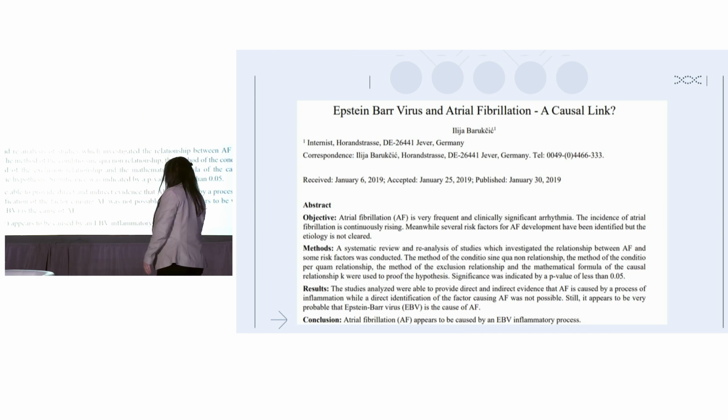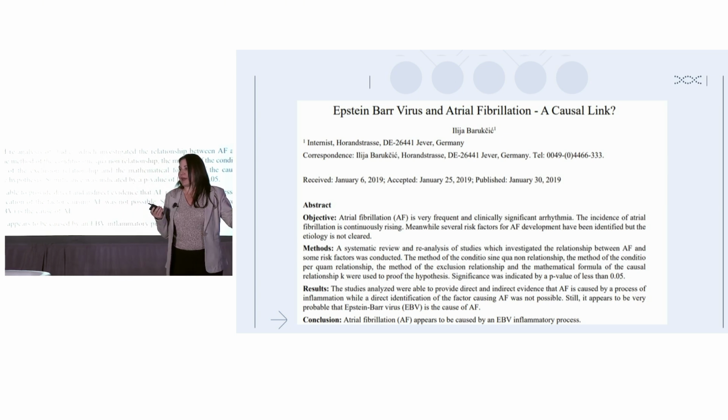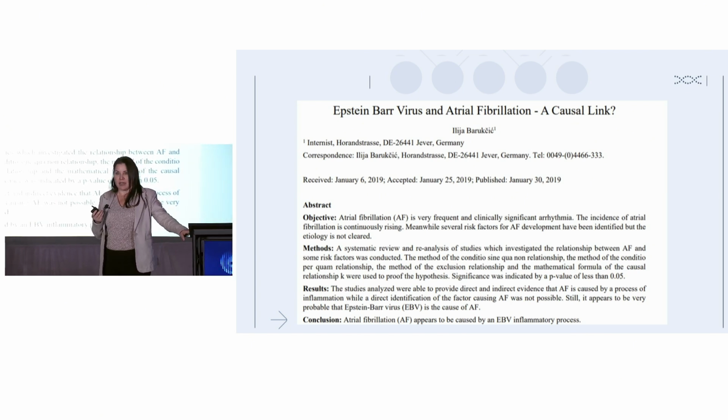Statement on the bottom. The conclusion. AFib appears to be caused by an EBV inflammatory process. Okay, my question, hands up. Everybody in the room went into this thinking, oh, Epstein-Barr, I know that virus. It's the primary cause of atrial fib. Anybody thought that?